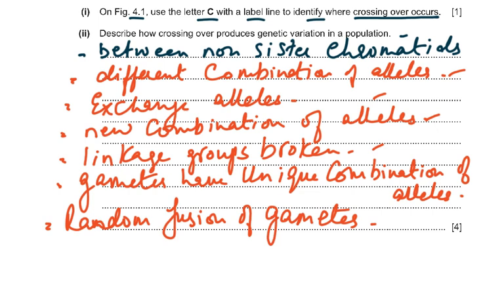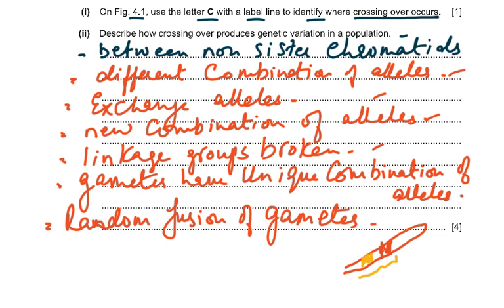You see, linkage is when there are two different pieces of genetic information on one chromosome which are very close to each other, and then they will go together. But these linkage groups will be broken because of crossing over. And then gametes have a unique combination of alleles, because the function of meiosis is to produce gametes. And then of course there's the random fusion of gametes.